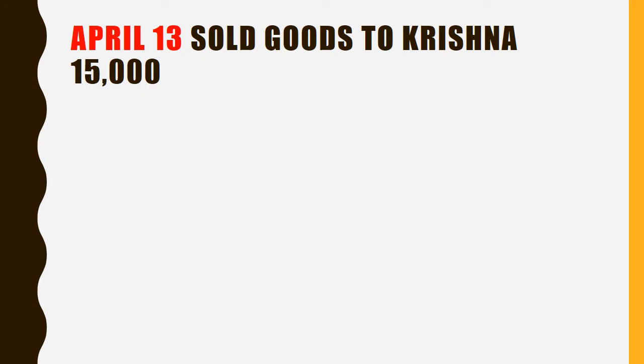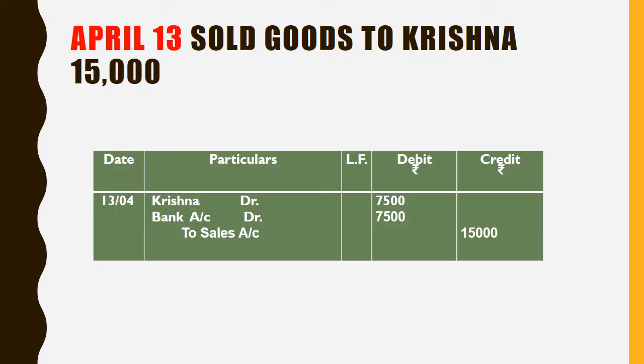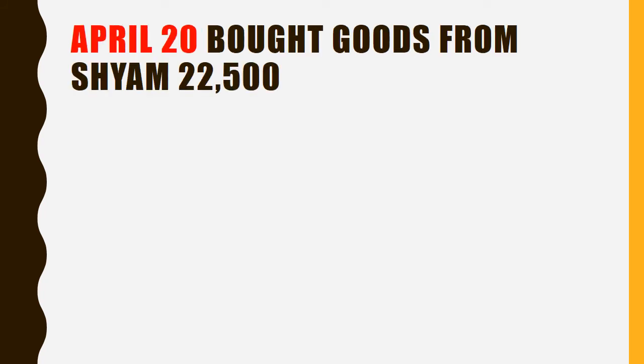Now next entry is sold goods to Krishna for rupees 15,000 and some of the portion is paid by him and some of the portion is still payable by him, because as per the question half payment is paid by Krishna and half is still receivable from Krishna. Therefore entry is Krishna debit, bank account debit to sales account. In front of Krishna we will write 7,500, bank also 7,500 and total sales of rupees 15,000 must be credited.